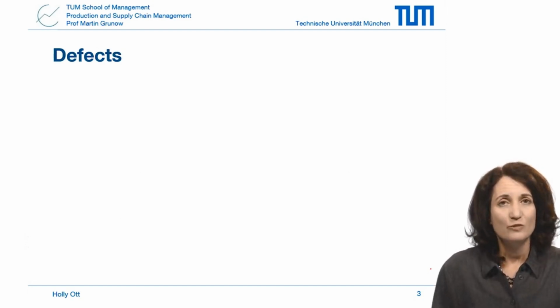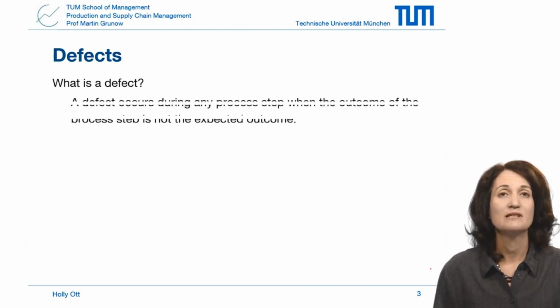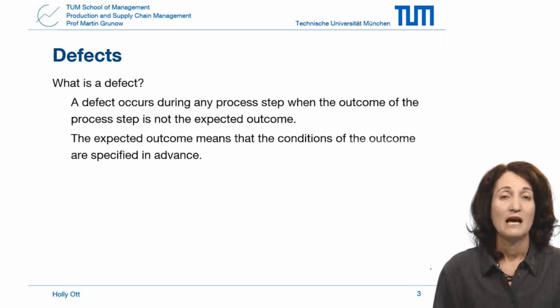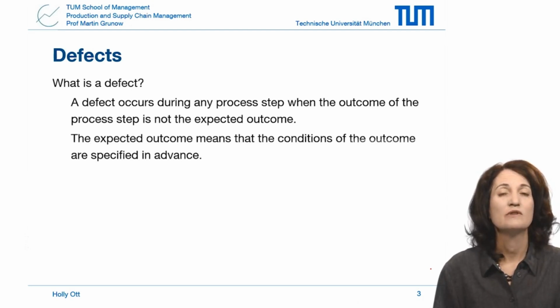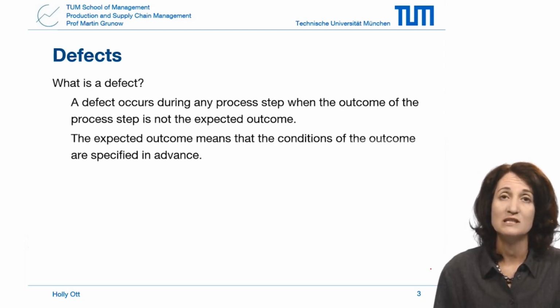But first, what do we mean by the word defect? In this course, we're going to say that a defect occurs during any process when the outcome of the process is not our expected outcome. What we mean by that is that the expected outcome is the outcome that we have specified in advance. It's what we want the process to produce. And if a defect occurs, then the outcome of the process will not be as we expected. In other words, a defect is a flaw or an error or a discrepancy.